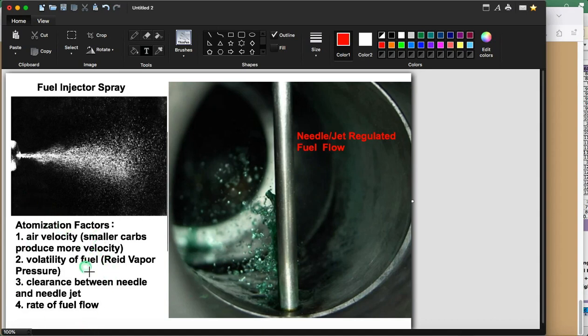So you got the air velocity, the fuel volatility, the clearance between the needle and the needle jet. The needle jet is the hole that the needle slides in and out of. Okay? So that clearance is like a nozzle size, basically. The bigger that clearance is, the more likely big droplets are going to come out initially. And then, of course, the rate of fuel flow. If you have a really fast fuel flow, it's immediately going to produce less large fuel droplets. Okay. So those are the four factors that I think are the most important as far as atomization.